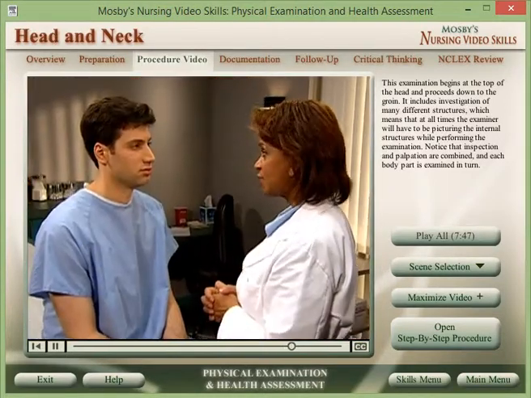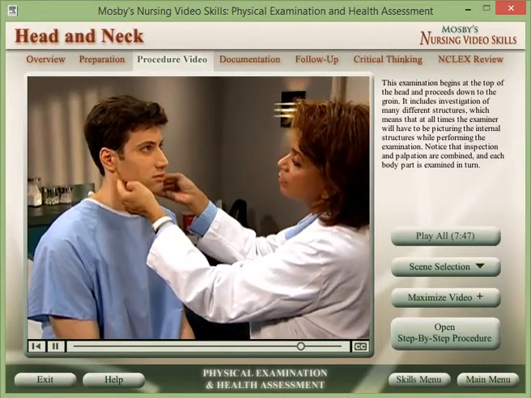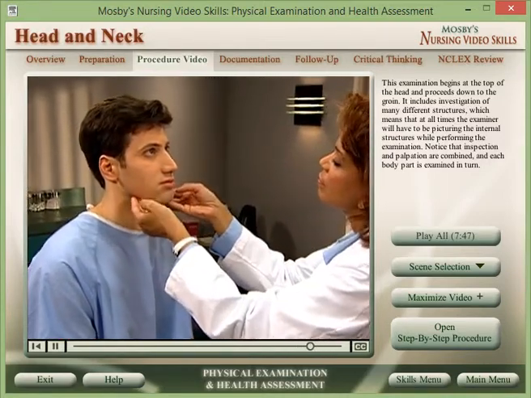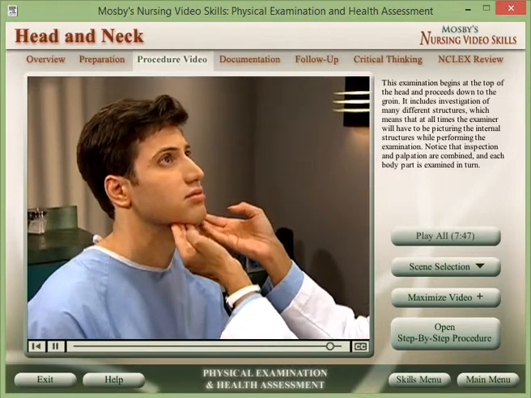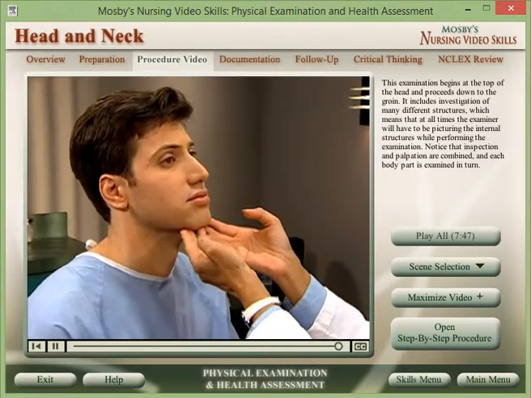Next, I'm going to check your salivary glands. To finish examining the patient's head, inspect and palpate the salivary glands. They should be symmetrical, but not enlarged or tender.